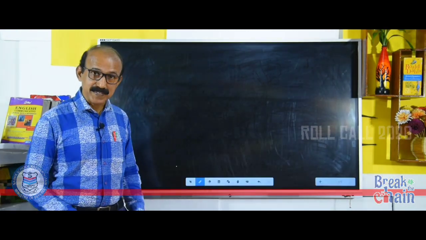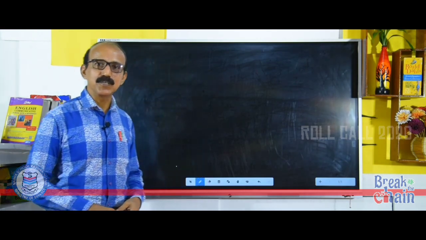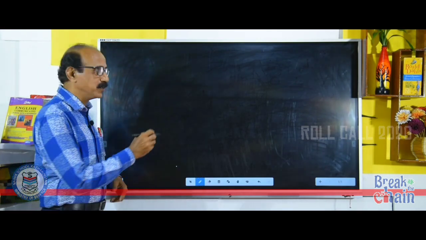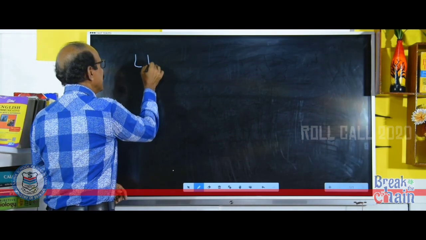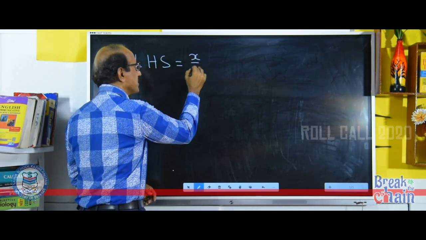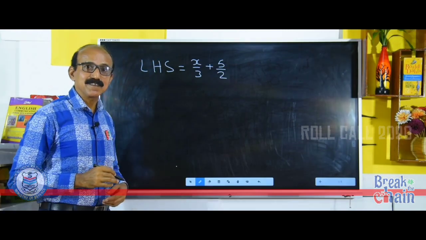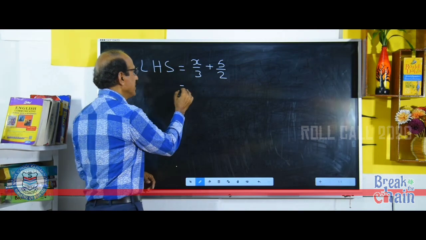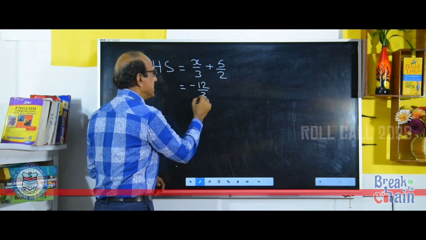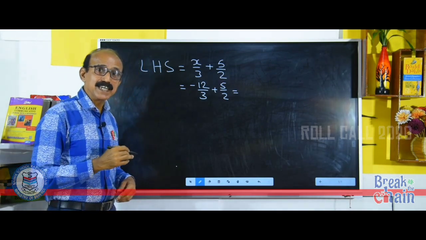Now we want to check x equal to minus 12 is the correct solution of the given equation or not. For that, what we do is, the LHS of the given equation is x by 3 plus 5 by 2. Now we have to replace x by its value minus 12. So minus 12 by 3 plus 5 by 2. Here the LCM of 3 and 2 is 6.